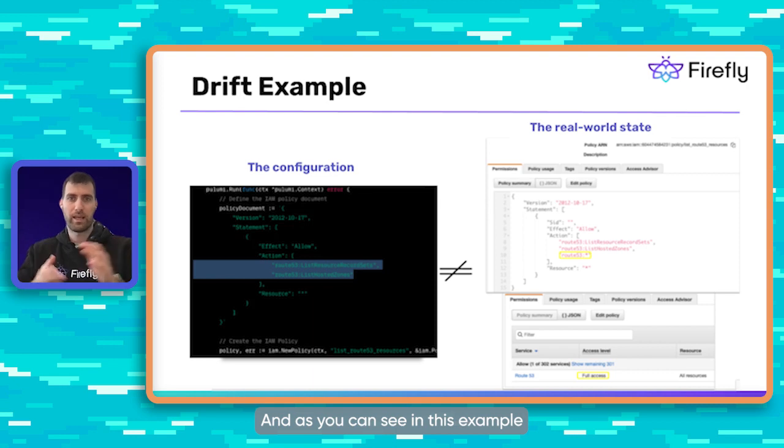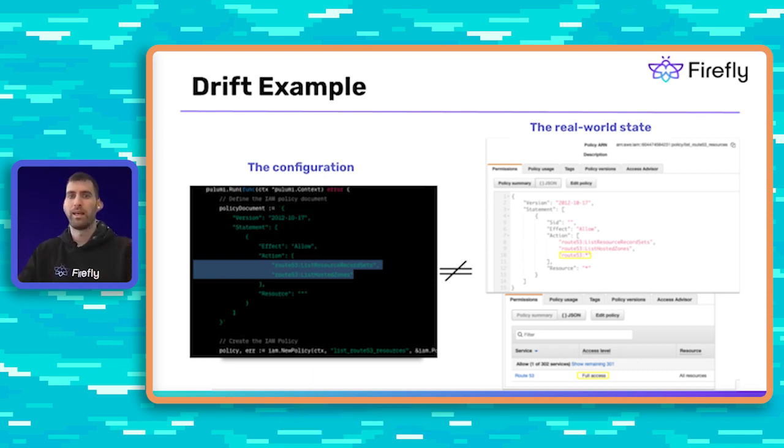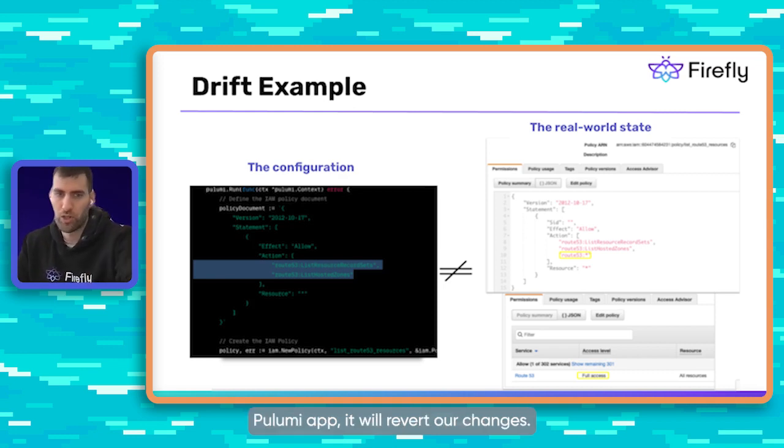And as you can see in this example, on the left side, that's Pulumi code that is in charge of an IAM policy, and we deploy in that case a permission set for Route 53. But on the right side, somebody logged into the console manually and added Route 53 all. And that's a drift because the next time we run Pulumi preview, we'll see that one resource is going to be changed. And of course, if we run Pulumi up, it will revert our changes.